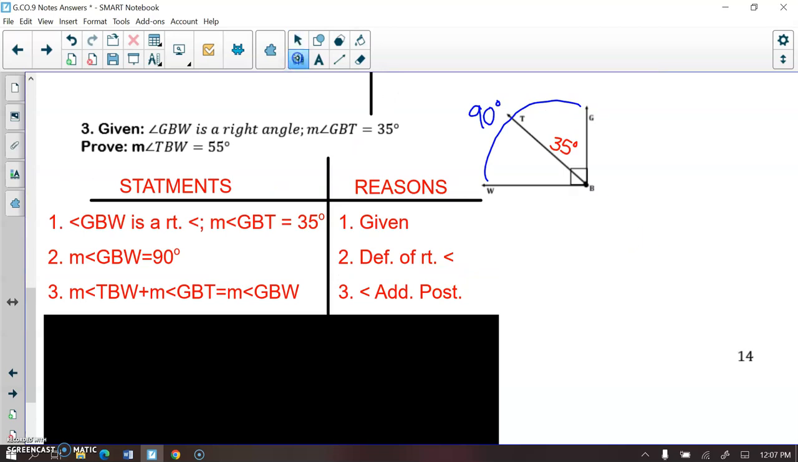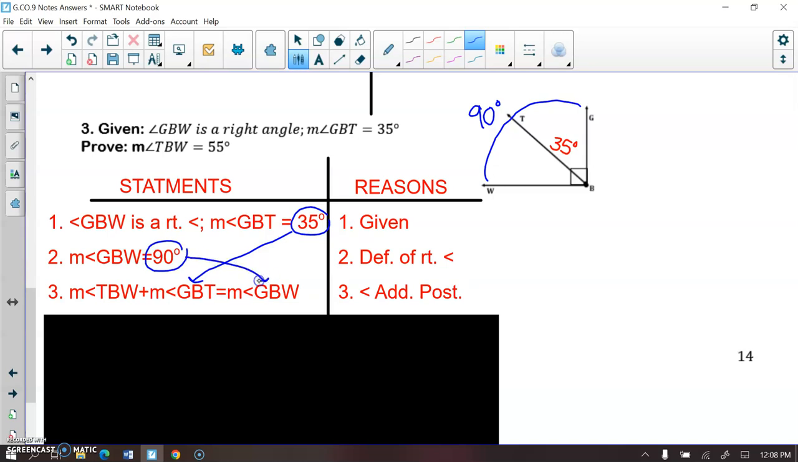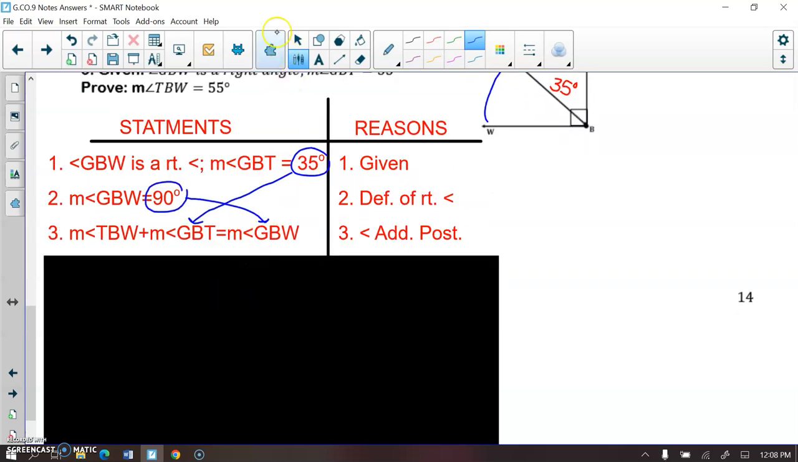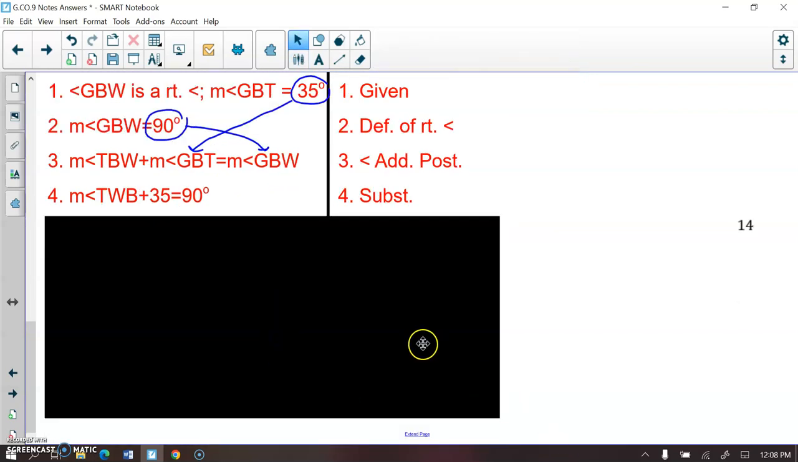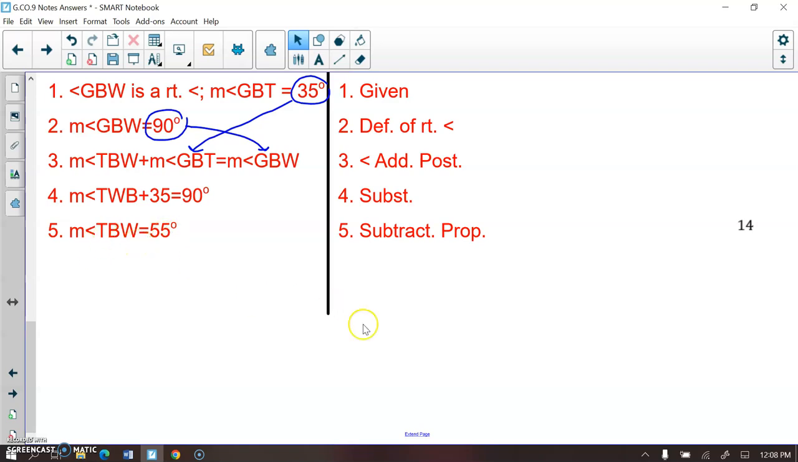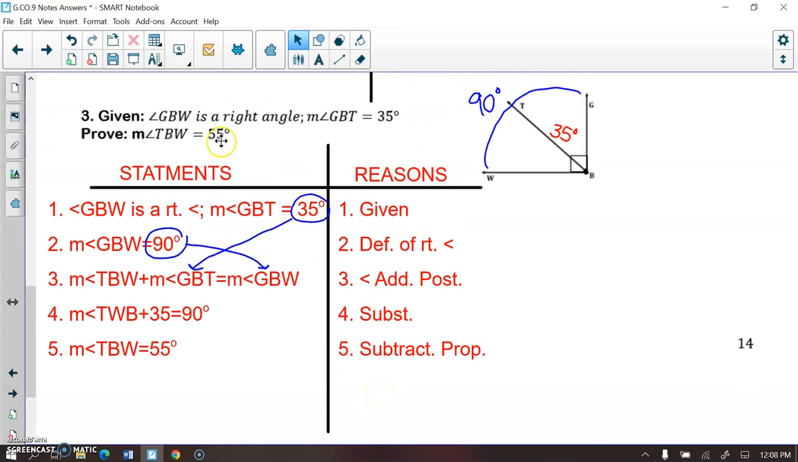Then this is just like the one before it. I can now take this 35 and substitute it in here. And I can take this 90 degrees and substitute it in here. This is only substitution. This is not transitive property at all. And then, using subtraction, I can subtract 35 from both sides to get the measure of angle TBW is 55 degrees, which is exactly what we were trying to prove.